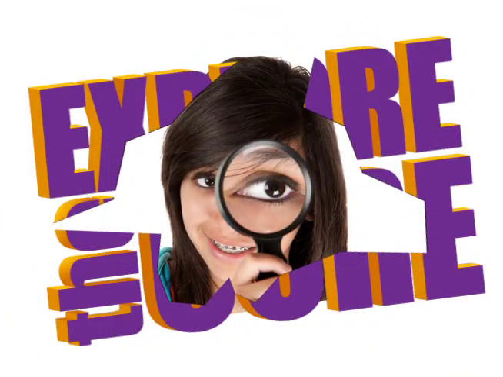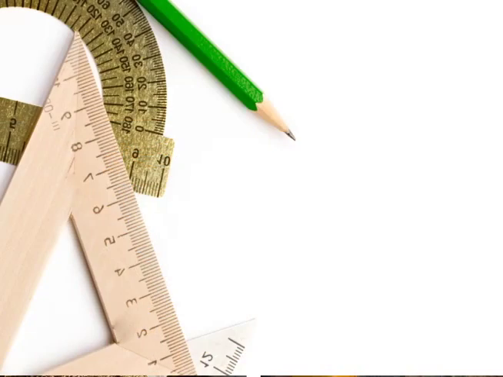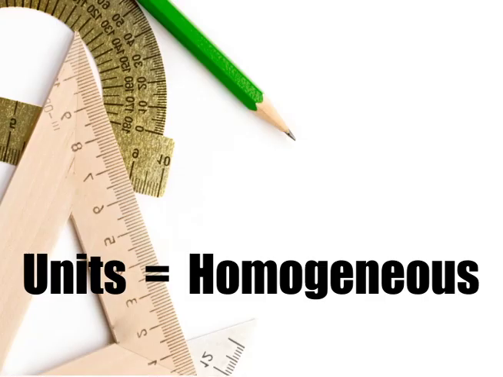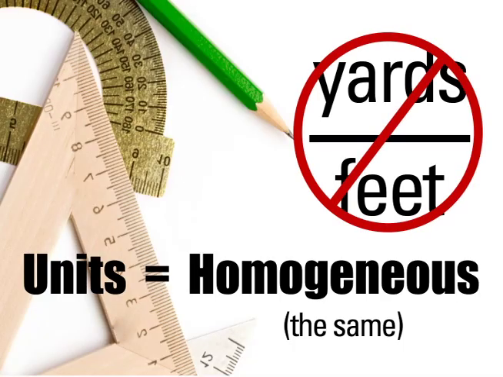And now let's explore the core. In construction, you will frequently encounter math problems involving multiple steps. A mistake commonly made in these multi-step calculations is not keeping units of measurement homogeneous, or the same. If you divide a yard measurement by a foot measurement, your calculation will be incorrect.